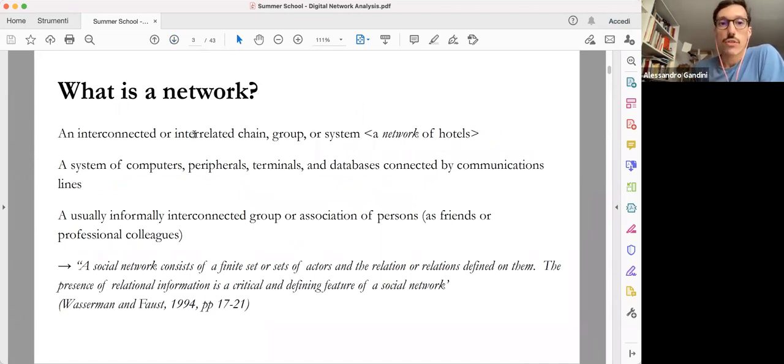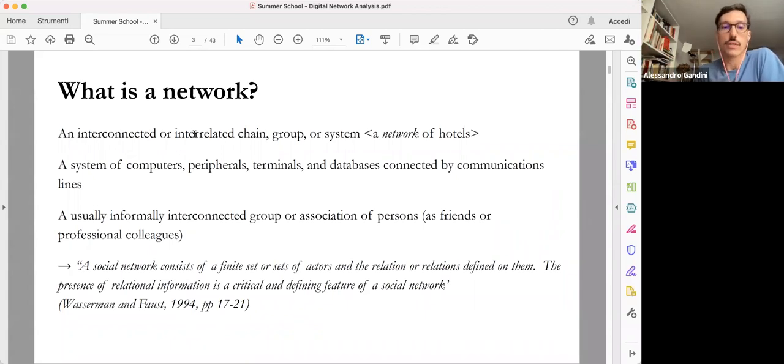Again, a very basic definition. In order to understand what social network analysis is, we have to first make sense of what a social network is. Anything can be a social network. I'm sure you're familiar. We're surrounded by networks, from the map of the metro in urban contexts, to systems of computers, to networks of hotels, interrelated chain groups or whatever. For sociologists, a social network is a usually interconnected group or association of individuals.